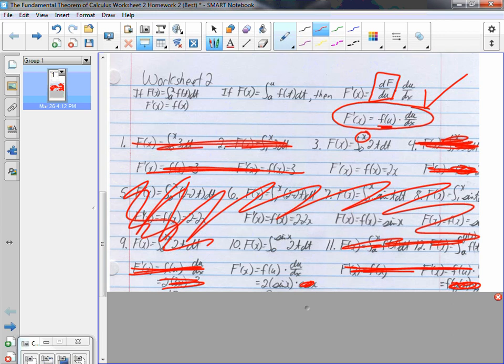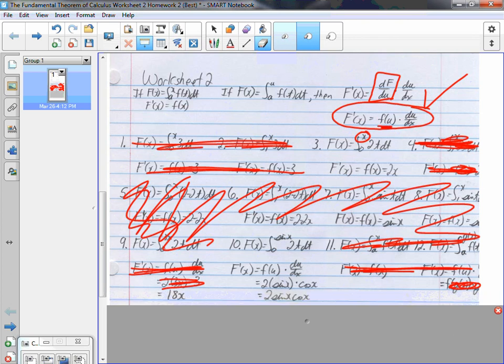Times the derivative of u. What's the derivative of the sine of x? And that's it. And then maybe there's some simplifying to do. Maybe there's not. The only thing, I don't need the parentheses. Parentheses don't hurt anything either. It's okay to leave them. Okay? This ringing a bell?